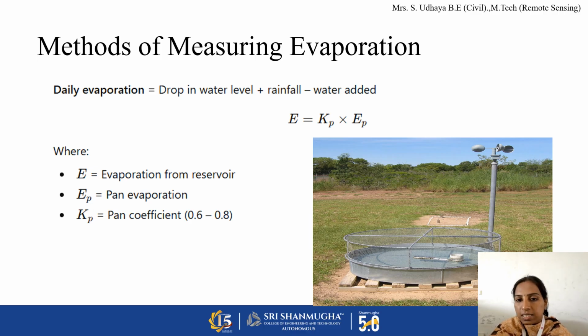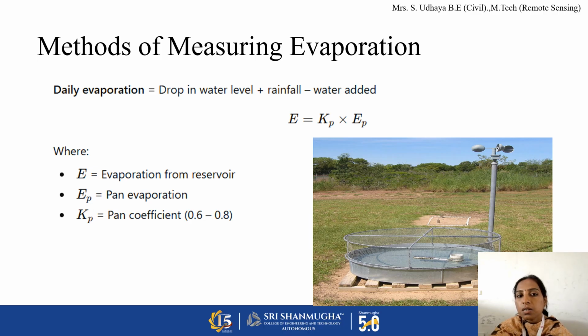So as you can see in this image, this is how a pan evaporimeter looks. Water is filled in it and it is covered with a net or mesh, in order to keep birds and insects from drinking water from the pan, so that we will be able to exactly measure the amount of water evaporated.